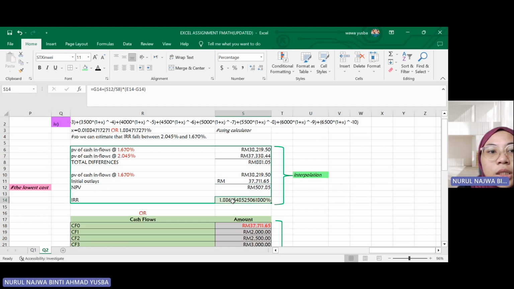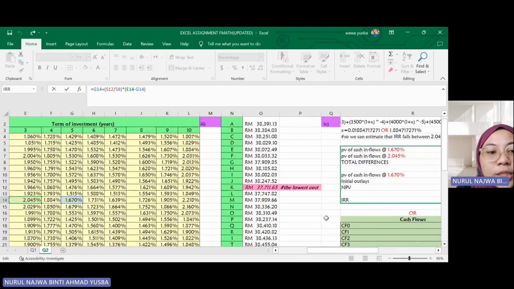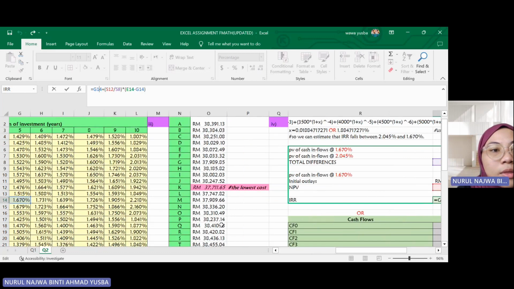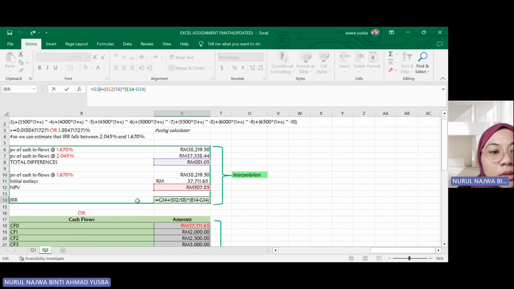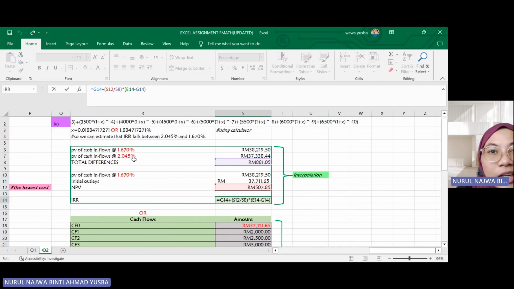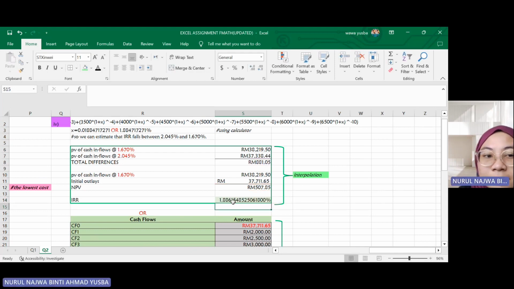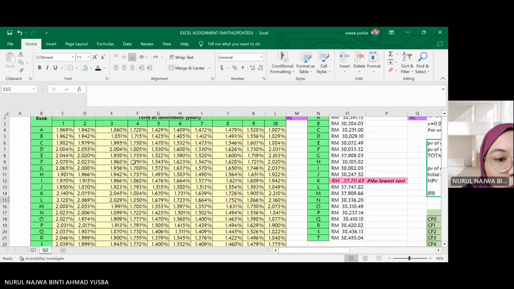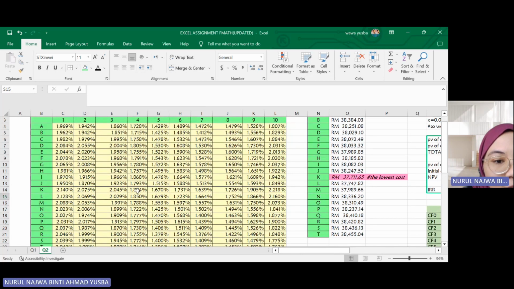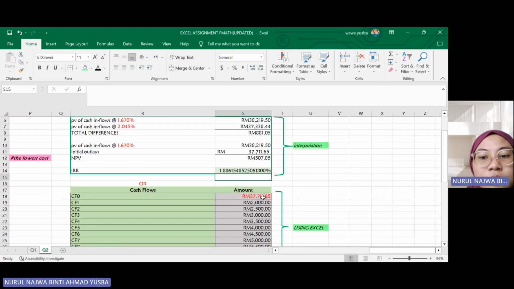And then I got 507.85. The equation is G14, 1.670% plus the S12, which is this one, the NPV 507.85 divided by 881.05, multiplied by the IRR that we estimate, the greater one minus the lesser one. Then I got 1.886%. A little bit plus minus there because I estimate the IRR between 2.045% and 1.670%.